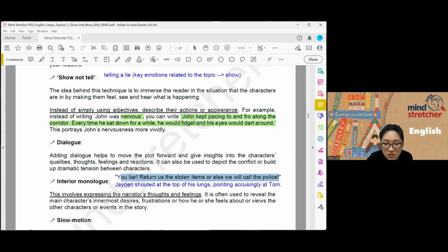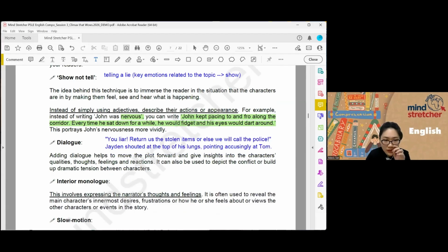Okay? So interior monologue, dialogues. Let me put this higher. Okay, here. Dialogue. So this dialogue must move the plot. After someone says something like, "Return it to us or we'll call the police," this will move the plot because now Tom has to decide what he will do. Is he going to return it or continue lying? So this accusation or this warning moves the plot.